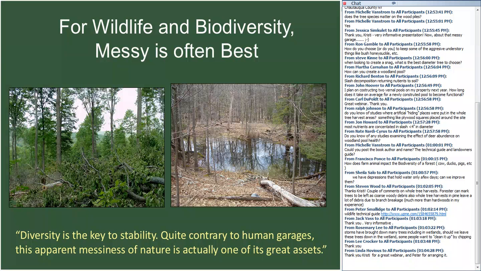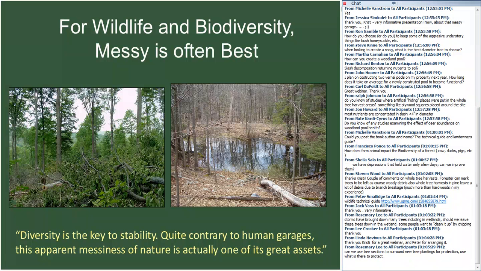Do I know of any studies examining the effect of deer abundance on woodland pool health? No, I don't actually, and if anybody does, I'd be very interested in knowing about them. I could definitely imagine that deer abundance could affect the surrounding forest health, and therefore the success or failure of the organisms that use the woodland pools, but I don't know of any specifically. That's a good question.